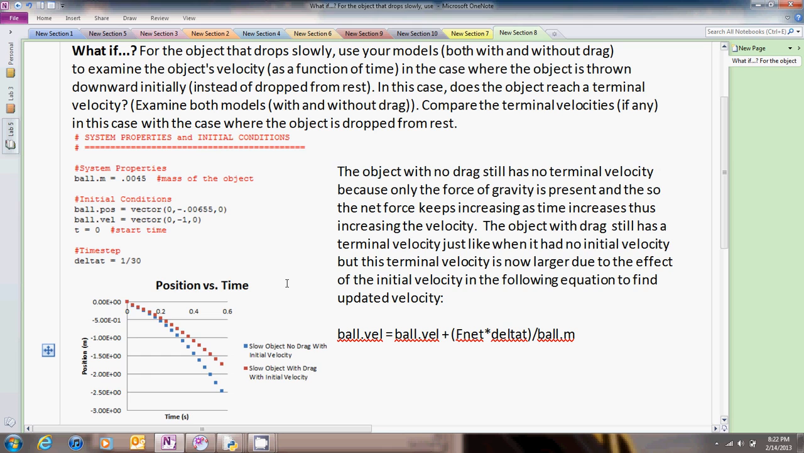The object with no drag still has no terminal velocity because only the force of gravity is present, and so the net force keeps increasing as time increases, thus increasing the velocity. And the object with drag still has the terminal velocity just like when it had no initial velocity. This terminal velocity is now larger due to the effect of the initial velocity in the following equation to find the updated velocity, because the initial velocity is now present as -1.